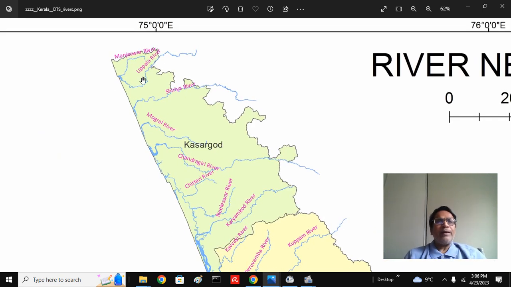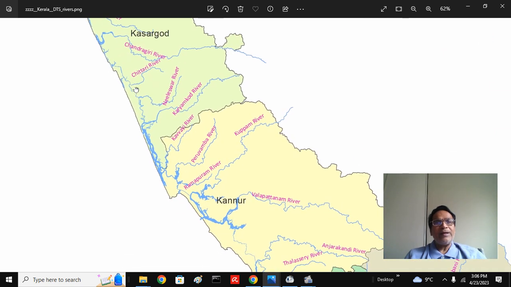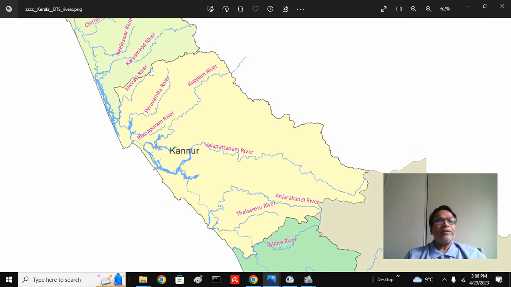Manjeshwaram river, here Uppala. Crossing Manjeshwaram means entering into North Kannur, and this is the Chandragiri and Payeshwani river, that is of course Kasaragod district. The Kannur district, one side will have the Kavai river, the other side is the Mahe river. You can see Mahe river, Thalassery river. This is Kannur, this is Valapattanam, this is the Kurg Plateau, Brahmagiri hills. There will be one more river called Aralam.